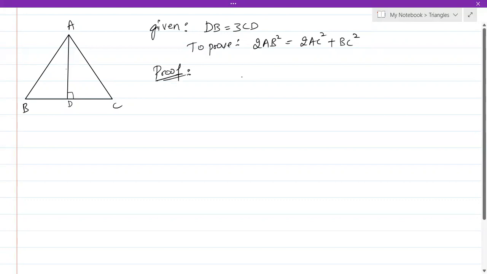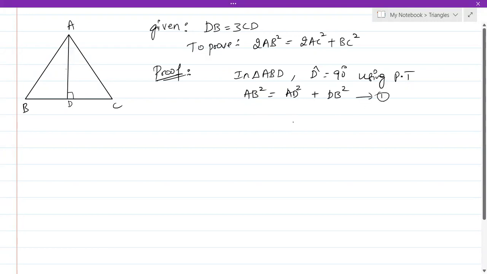Now, since we need AB square, let me take triangle ABD. In triangle ABD, angle D is 90 degrees. So using Pythagoras theorem, we get AB square is equal to AD square plus DB square, isn't it? AB square is equal to AD square plus DB square. Let's take it as equation 1.